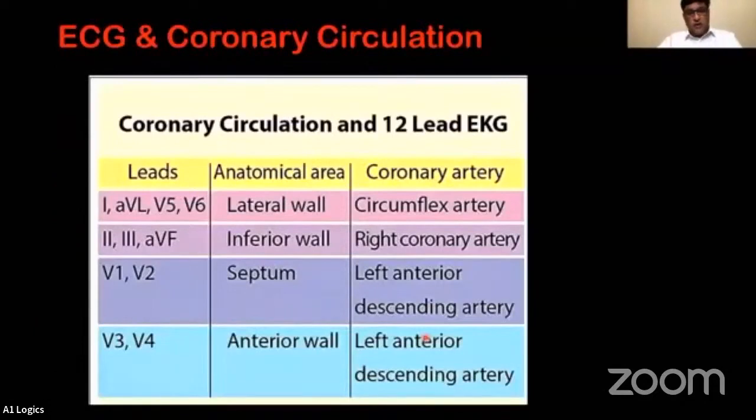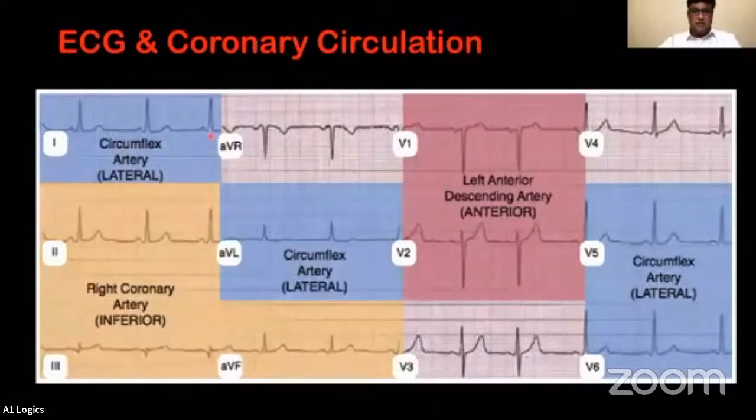So again, how we correlate which coronary artery supplies which part of the heart, and how it is depicted on the ECG. When we see any changes in lead 1, AVL, V5, V6, it is the lateral wall, most probably the circumflex artery. When we see 2, 3, AVF, inferior wall, right coronary artery. V1 and V2, septum, left anterior descending. V3 and V4, anterior wall, left anterior descending. So the same thing is here. The circumflex supplies lead 1, AVL, V5, V6, right? V1, V2 is left anterior descending. 2, 3, AVF, inferior wall, right coronary artery.